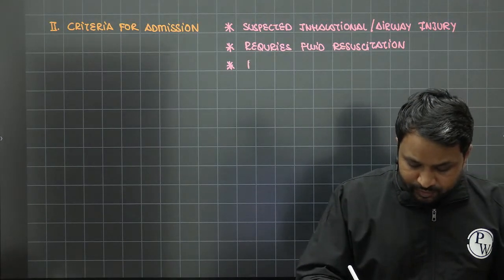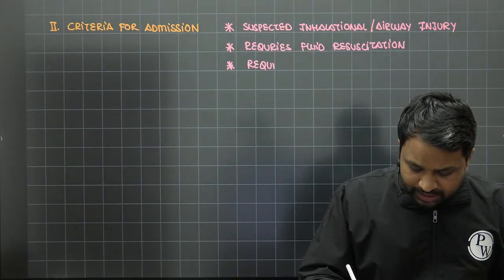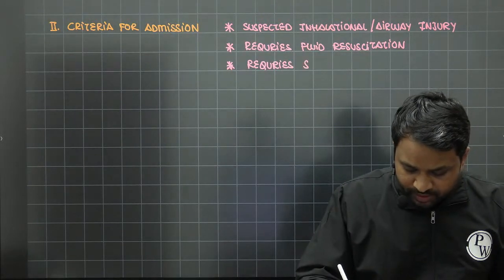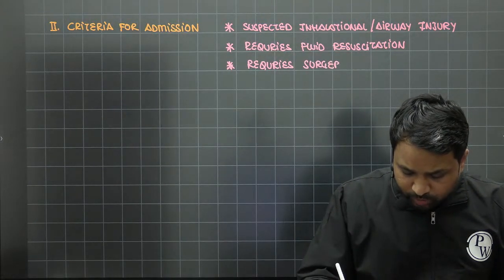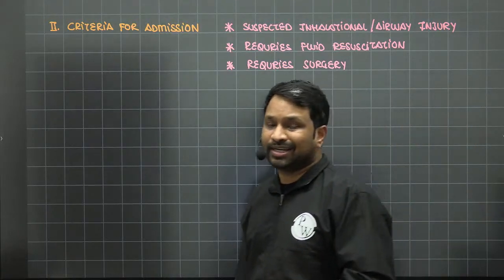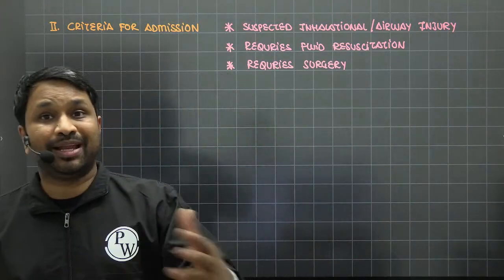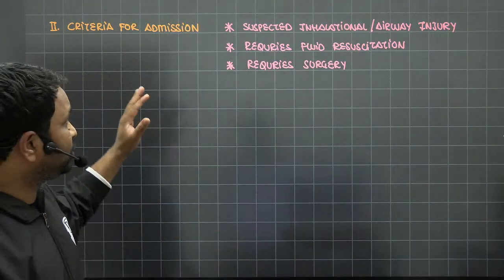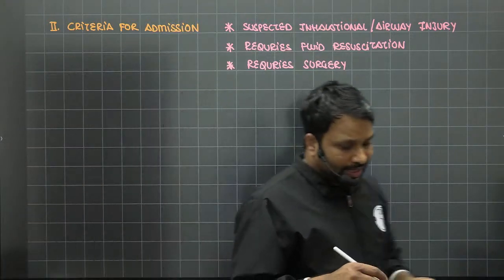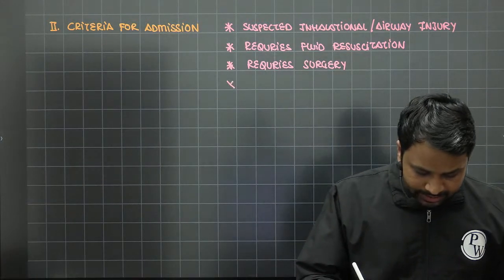Now, if the patient requires any form of surgery, that surgery could be a debridement, it could be skin grafting, or it could be an escharotomy. If it requires anything, you cannot send the patient home. I will admit the patient then and there itself.